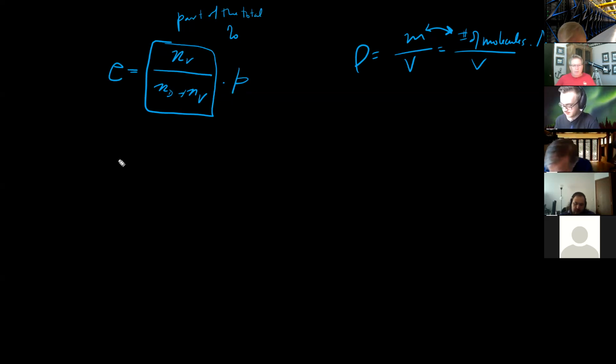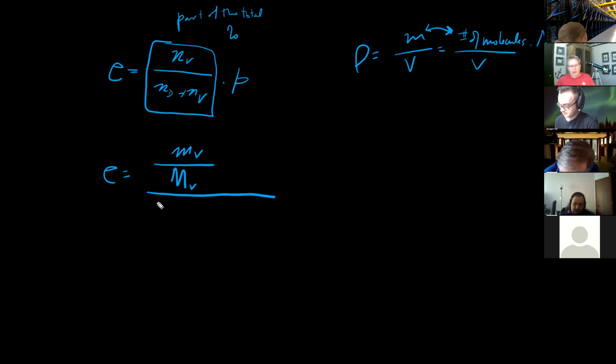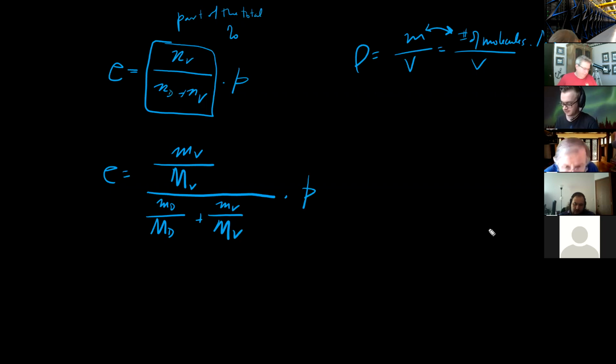Now, the number of molecules, NV, is nothing more than the mass of the vapor divided by the molecular weight of the vapor. And then you do the same thing in the bottom. It's just the mass of dry air divided by the molecular weight of dry air plus the mass of the vapor divided by the molecular weight of the vapor, times the pressure. Now, what is this?